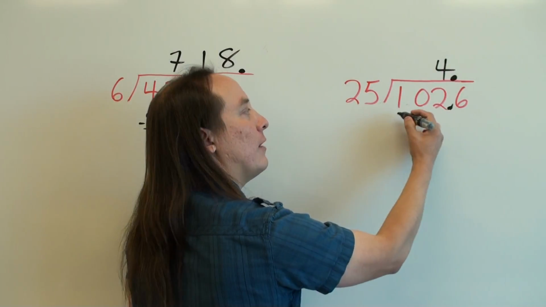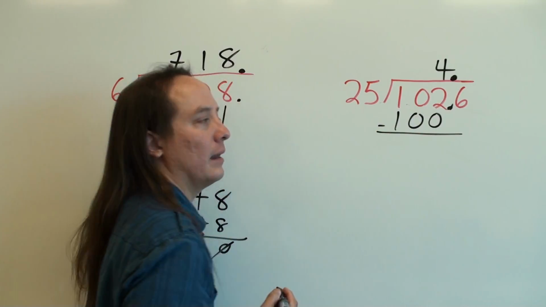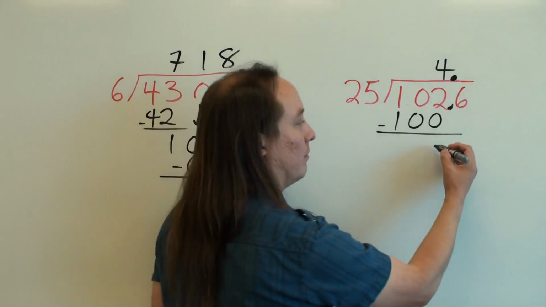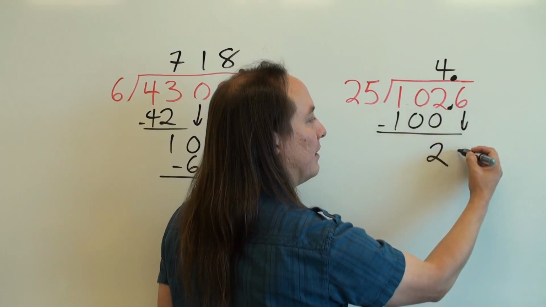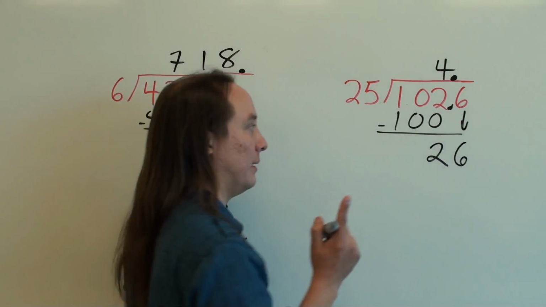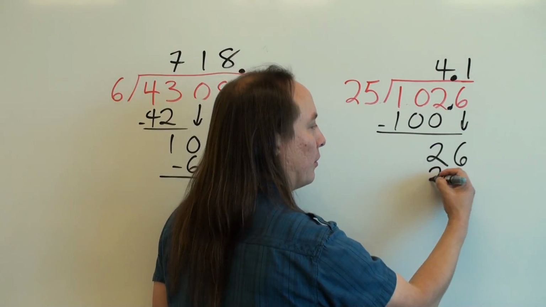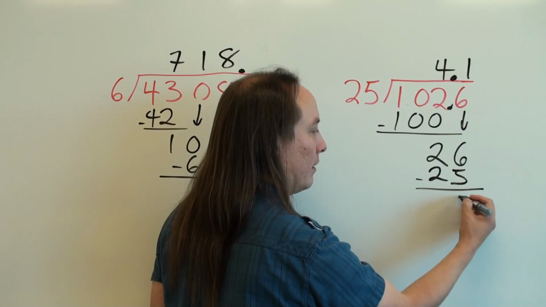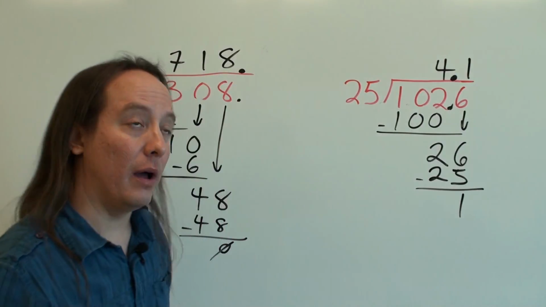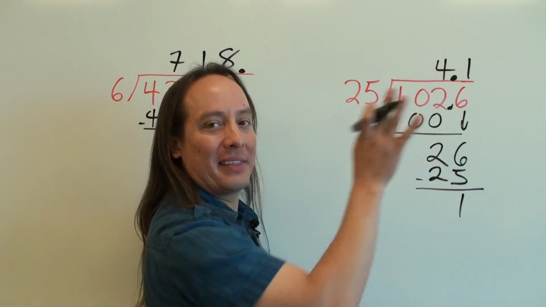So 4 times 25 is 100. And I do the subtraction and I get 2. I'll bring down my 6. 25 goes into 26 one time. So 1 times 25 is 25. I get a remainder of 1. So I have a remainder. I finished all of my numbers that they gave me in the problem.